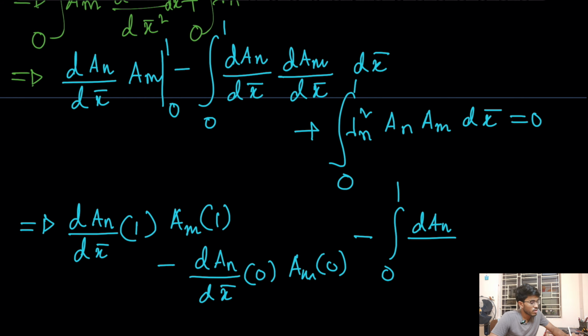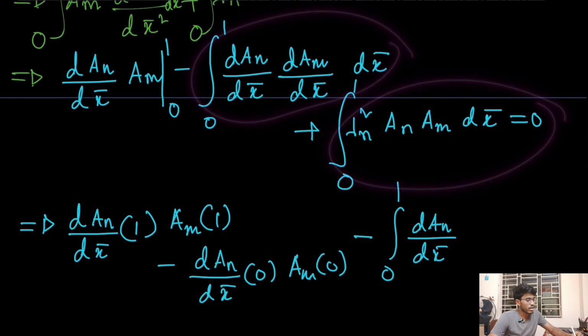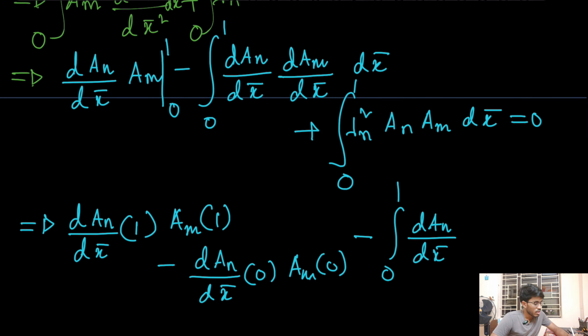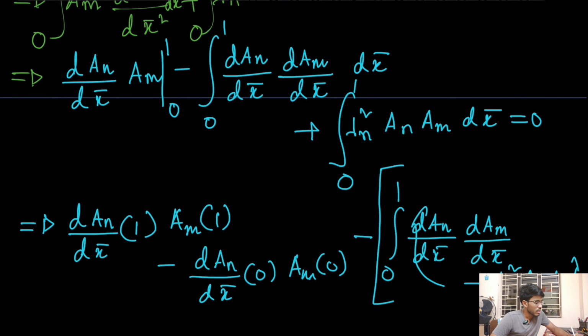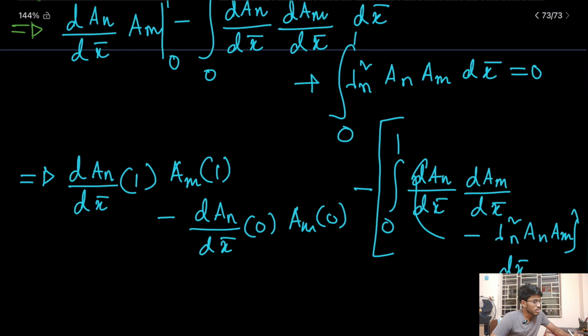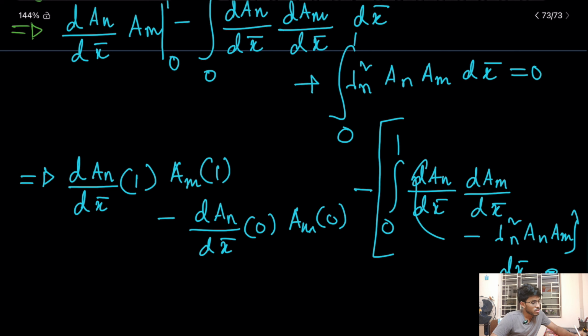So now I can club this term and this term, and if I take the minus common, then I will have minus lambda n square an am, with a second bracket here, into dx bar. This integral is the total thing, and this is equal to 0. Clear?